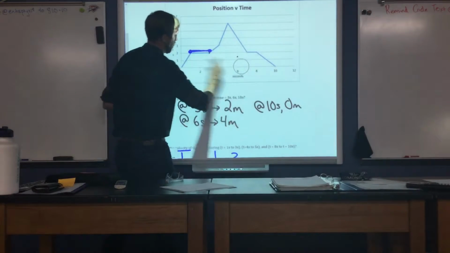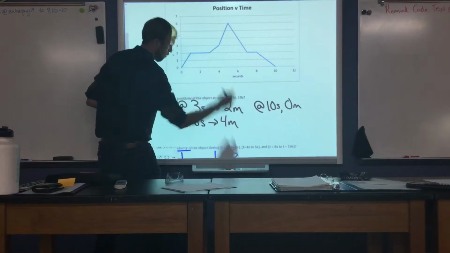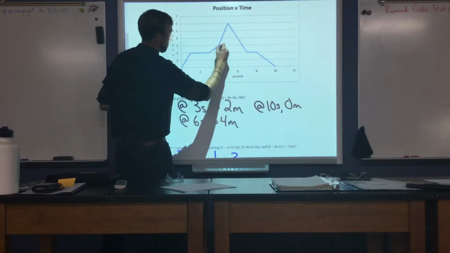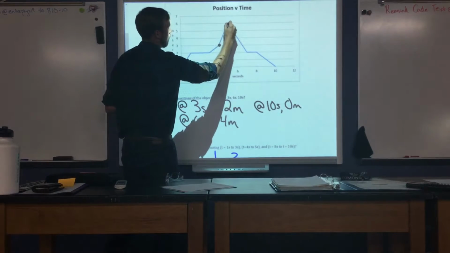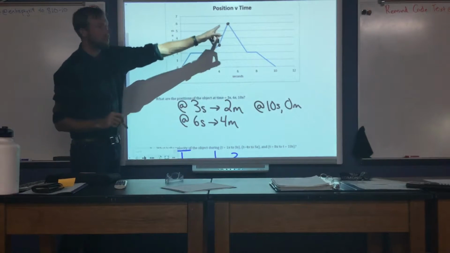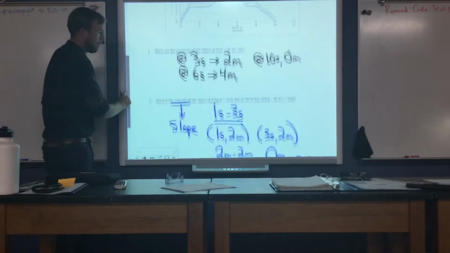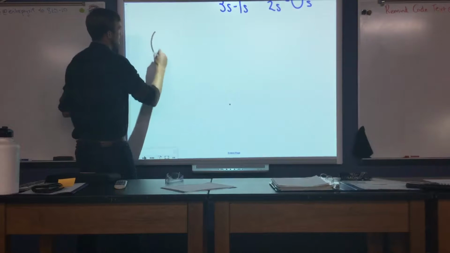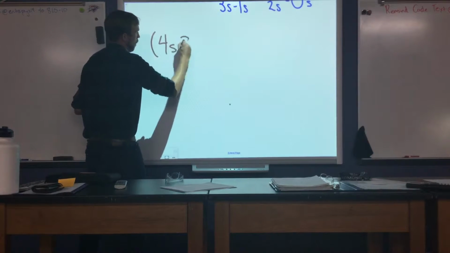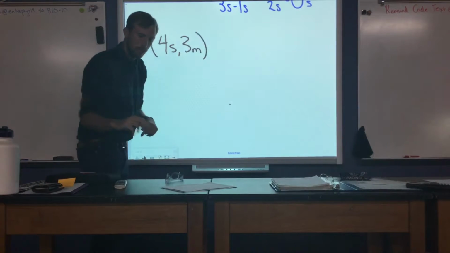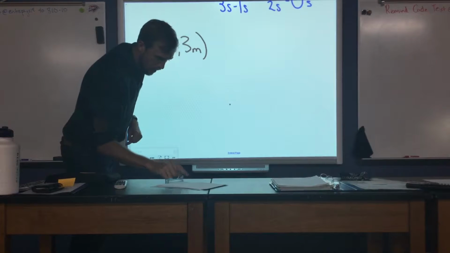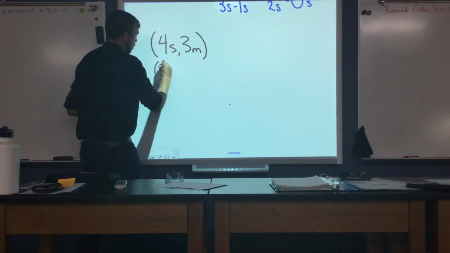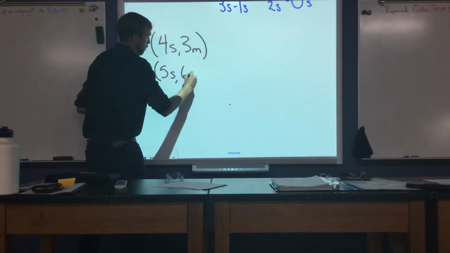I'll erase a few of these points here. 4 to 5 is going to be from 4 is about here up to 5. So my positions are 3 meters up to 6 meters. So we'll come back down. We'll go at a time of 4 seconds. We're at a position of 3 meters. Just double check that point. And then at 5 seconds, we're at a position of 6 meters.